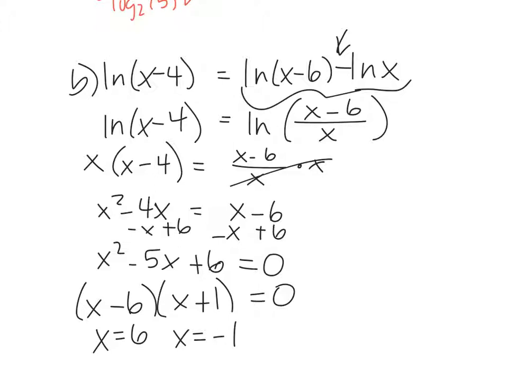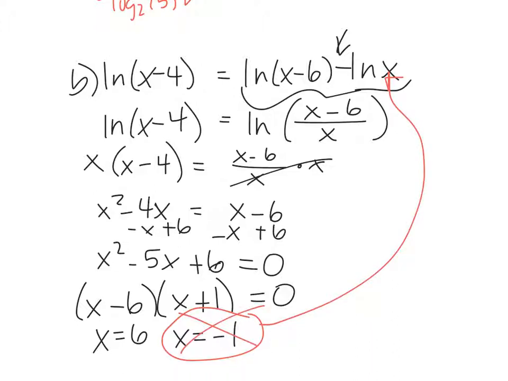I need to make sure that if I plug in these answers, I am not taking the log of a negative number, or the log of 0. So if I plug in negative 1, well, I get ln of x, and so ln of negative 1, I know this guy is out the door. Now let's look at 6. If I plug in 6 into my first one, I get ln of 6 minus 4, which is 2, so that one checks out. Then if I plug in over here, I get ln of 6 minus 6, which is ln of 0. Again, I know I can't do that, so both answers are out.